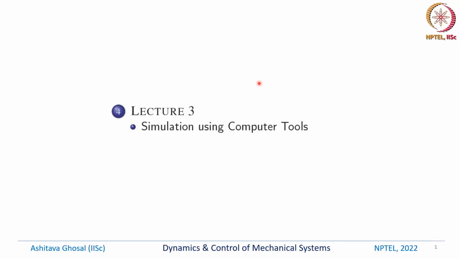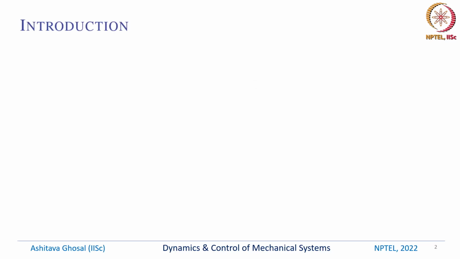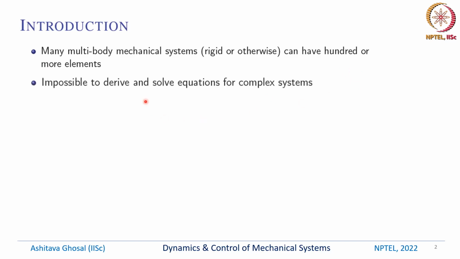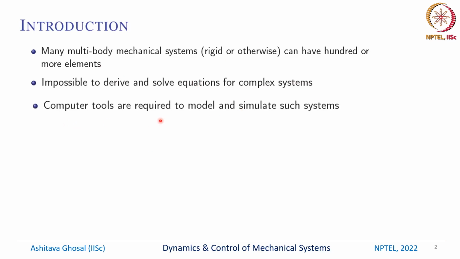In this last lecture on dynamics, we'll look at simulation of multibody systems using computer tools. A brief introduction. Many multibody mechanical systems, rigid or otherwise, can have 100 or more elements. It is physically impossible to derive and solve equations for complex systems such as these multibody mechanical systems with many elements. So computer tools are required to model and simulate such systems.